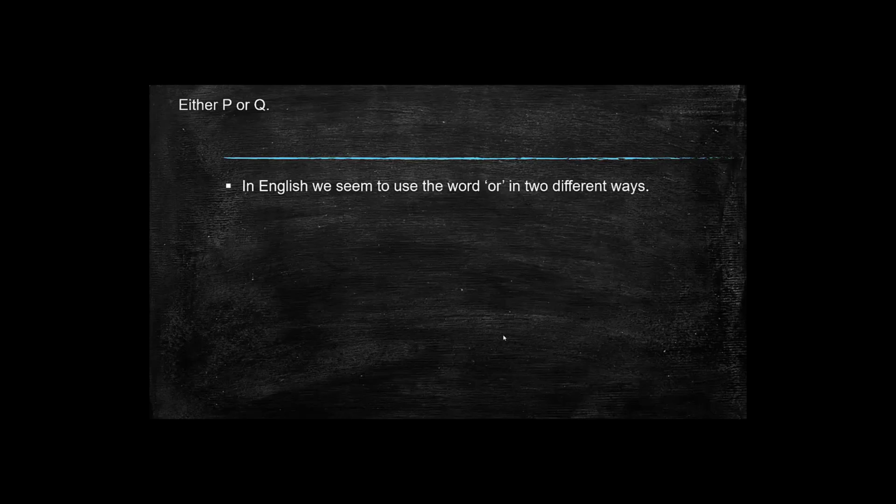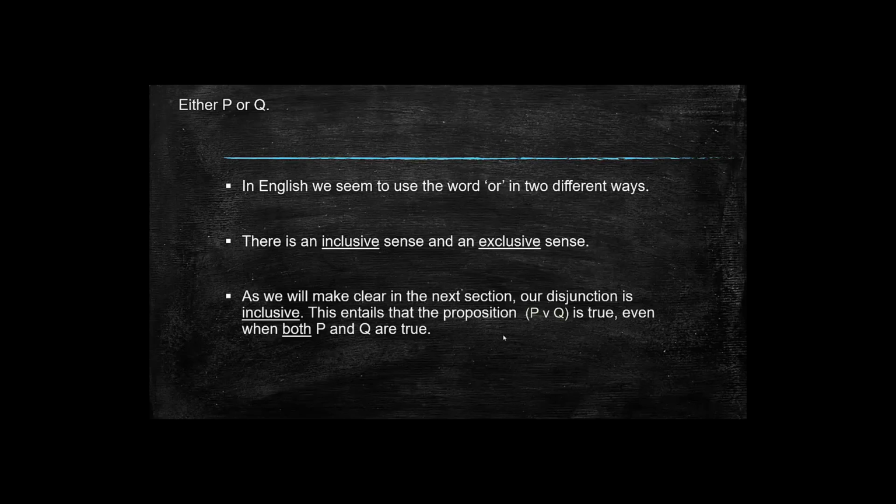Well, in English, we seem to use the word or in two different ways. There's an inclusive sense and an exclusive sense. As we will make clear in the next section, our disjunction is inclusive. The wedge, the symbol for or, is what we call the inclusive or. So this entails that the proposition P or Q is true even when both P and Q are true. This is something we'll be exploring in more detail in the next module.